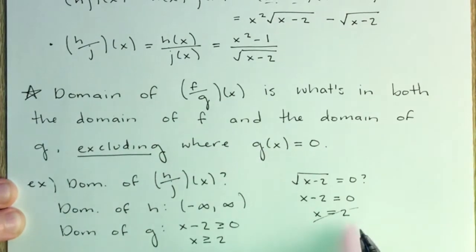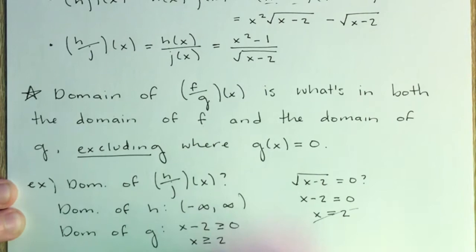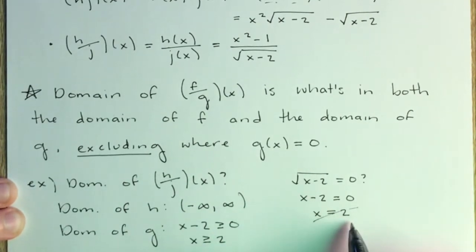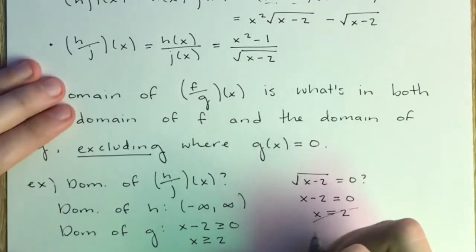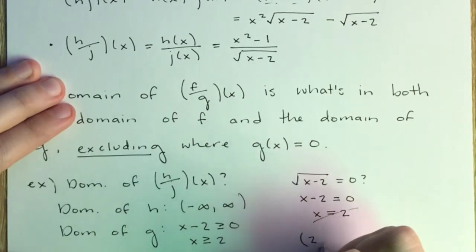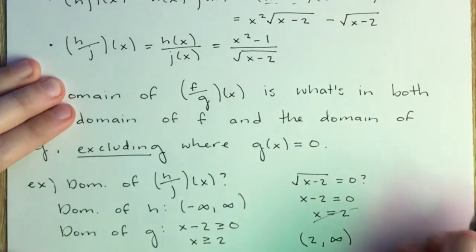So we need our domain to satisfy the conditions that x needs to be greater than or equal to 2, but also not equal to 2, right? Don't want it to be equal to 2. And then all real numbers doesn't change anything, so our domain is 2 to infinity.